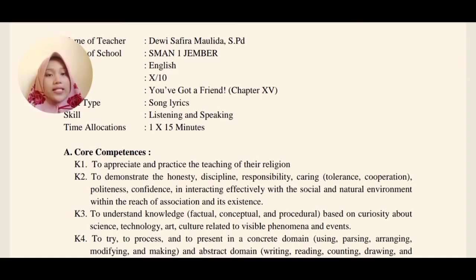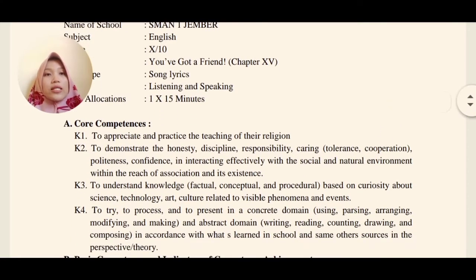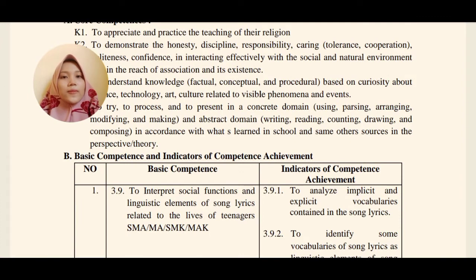It is core competencies. It consists of key 1 to key 4. Key 1 is for spiritual aspect. Key 2 for social aspect. Key 3 is for knowledge aspect. Then key 4 is for skill aspect. You can read it by yourself.